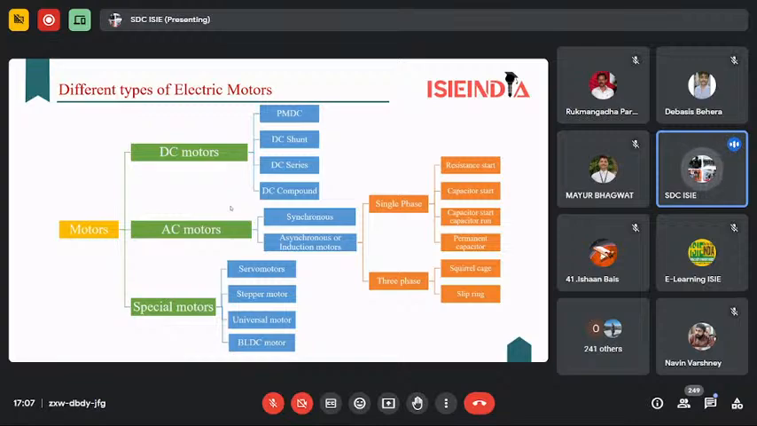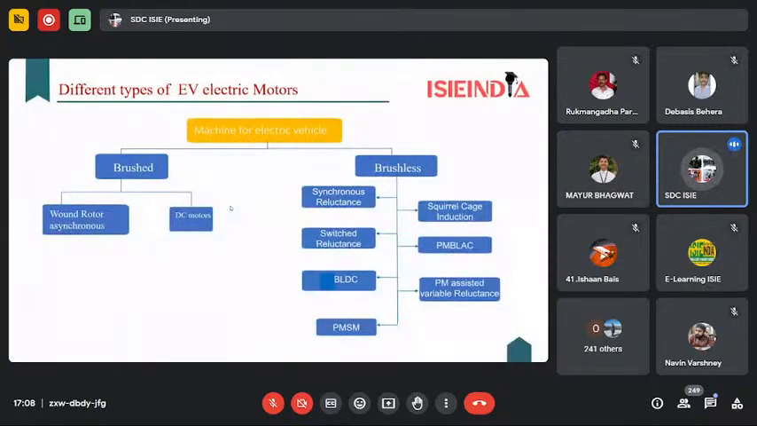So we have classified them as brushed motors and brushless motors for a better choice of EV selection. In the brushed part, we have kept the wound rotor, asynchronous motor, and DC motors. Among the DC motors, the series motor, shunt motor, and compound motor come. Among the brushless motors is the synchronous reluctance motor, which works on the basis of salient and non-salient poles, and the switched reluctance motor, where at a time two poles are energized, which creates a moment of rotation, and only creates a north and south pole at a time.